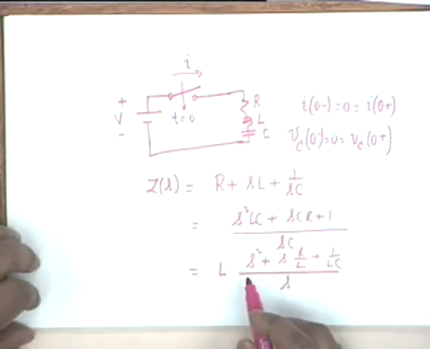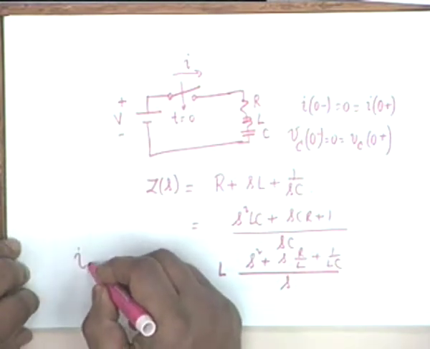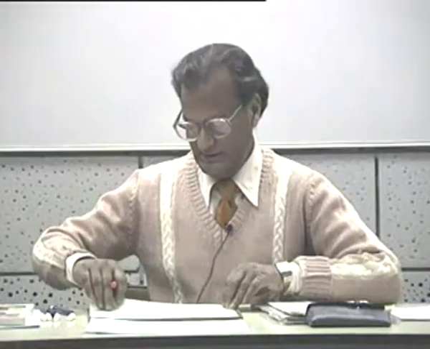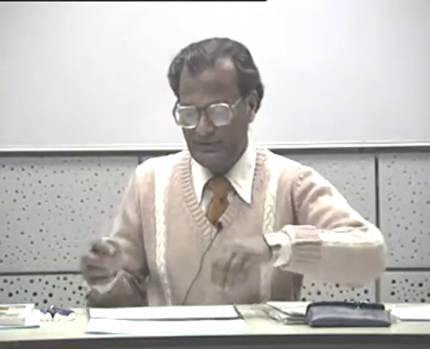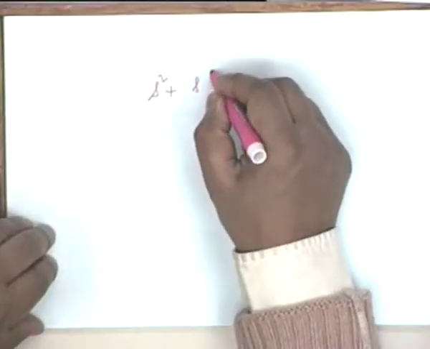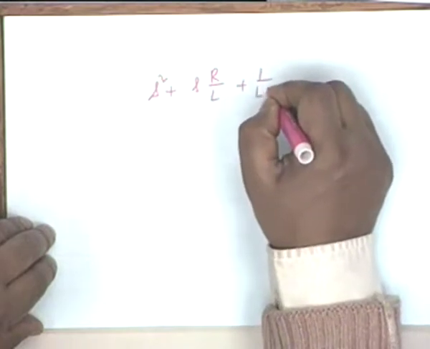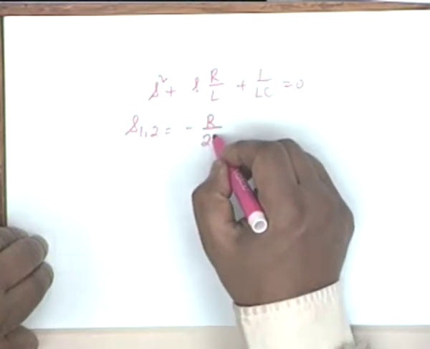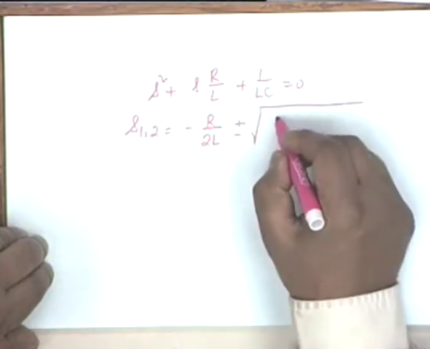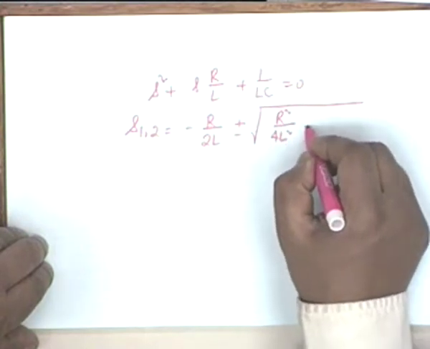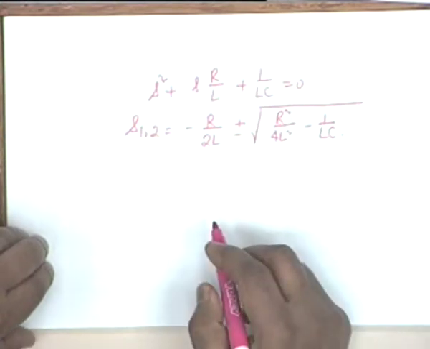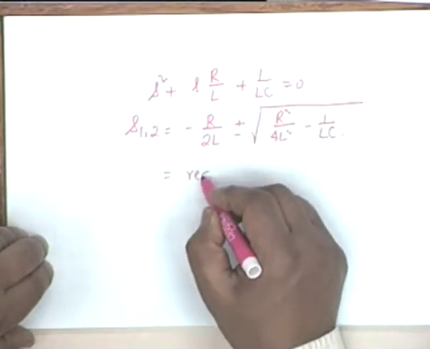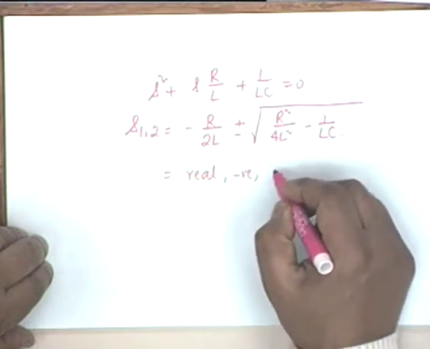So the natural response of the circuit, that is i_N(t), would have two exponential components, and these components shall have the frequencies given by S squared plus SR by L plus 1 over LC equal to 0, which means that S1,2 shall be equal to minus R by 2L plus minus square root of R squared by 4L squared minus 1 over LC. And depending on the sign of this, S1,2 can be real, negative, distinct.